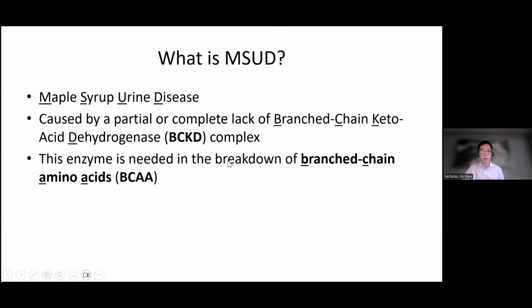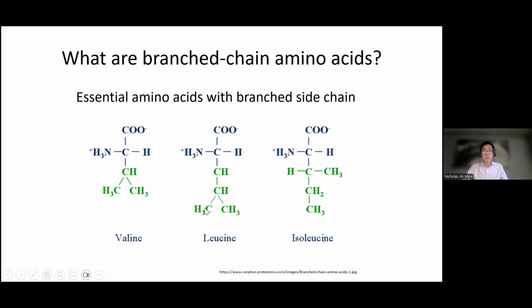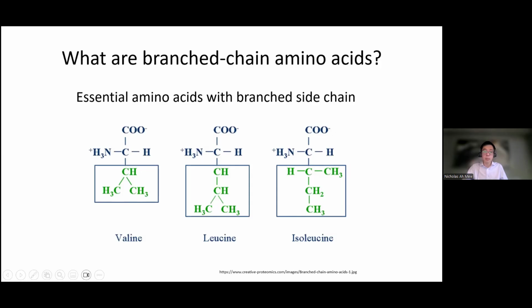This will be a shorter part of the discussion. So what is maple syrup urine disease? Many of you already know that MSUD stands for maple syrup urine disease. It is caused by a partial or complete lack of the branched chain keto acid dehydrogenase, or BCKD complex. This enzyme is needed in the breakdown of branched chain amino acids. Your next question is, well, what are those? These are the branched chain amino acids. They are essential amino acids, in other words, not made by the body, and they have a branched side chain, as shown here.